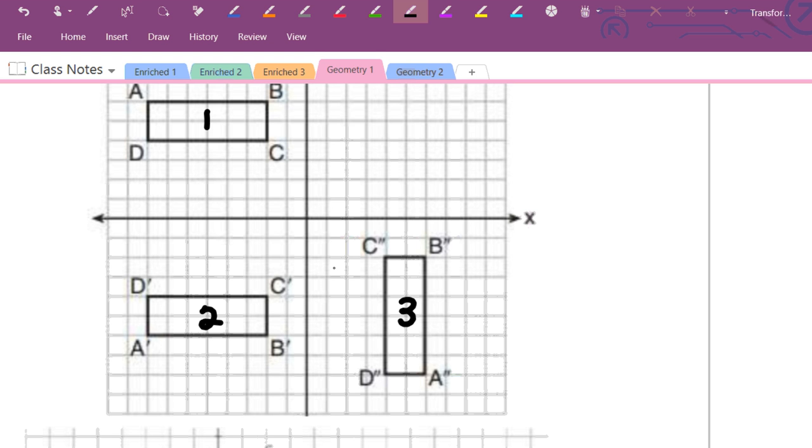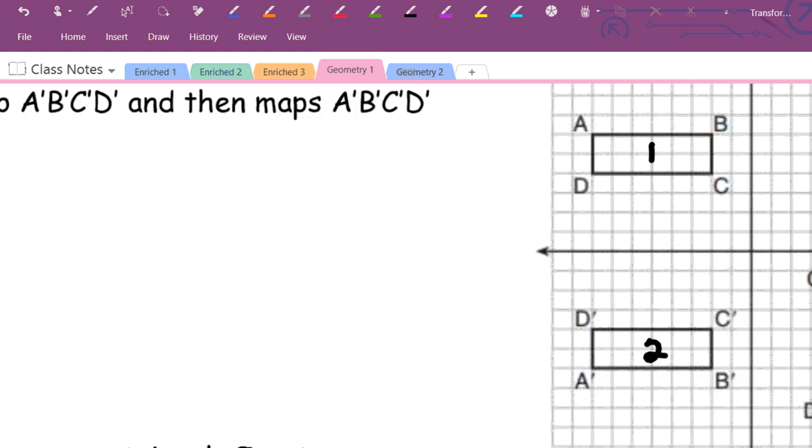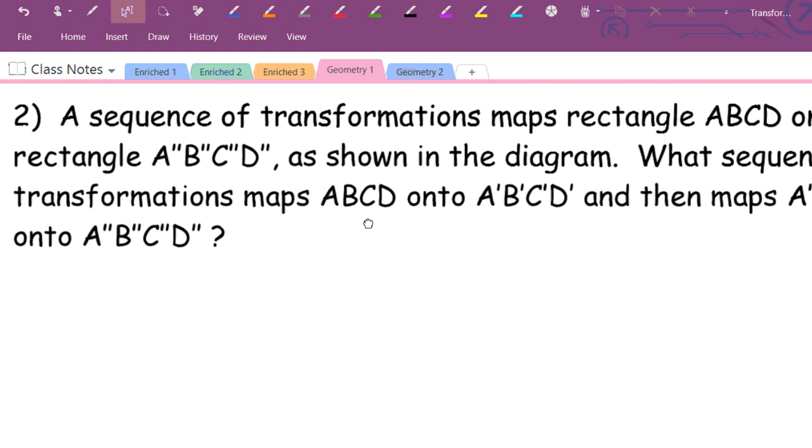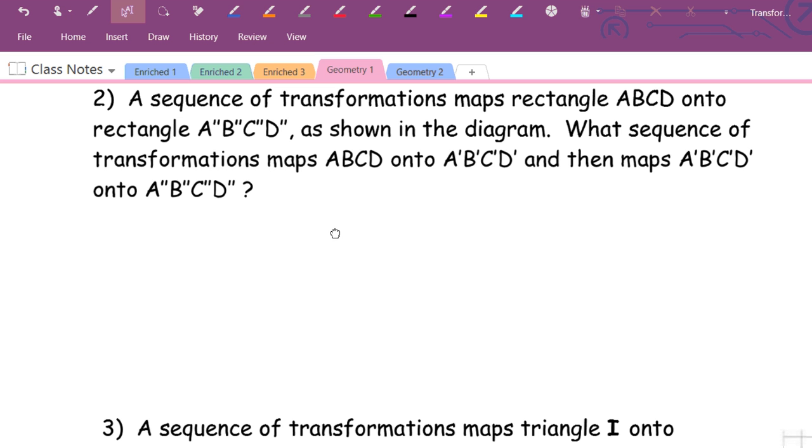I labeled my figures. It says we need to find a way to make A, B, C, D go to A double prime, B double prime, C double prime. I'm going to start off and list out my transformations to go from figure 1 to figure 2. Take a look at what's up there. How could I get from figure 1 over to figure 2?